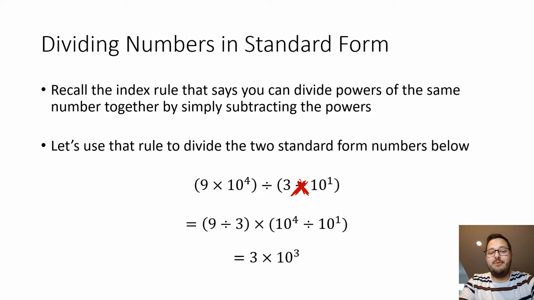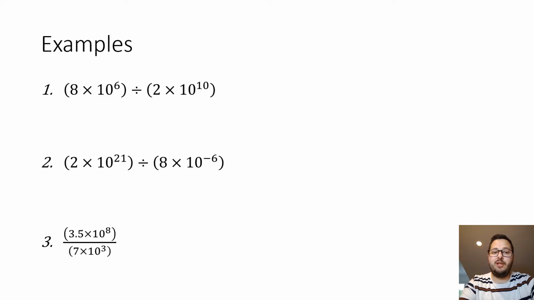I might look at this in a different video, but we're bringing the numbers together dividing, we're timesing by the powers of 10 dividing. Okay, and then 9 divided by 3 is 3, and 10 to the 4 divided by 10 to the 1, we just minus them to get 10 to the 3, and that's our answer. Okay, so let's just have a go at some questions then. So again, pause, have a crack at them, and then we'll see how we get on.